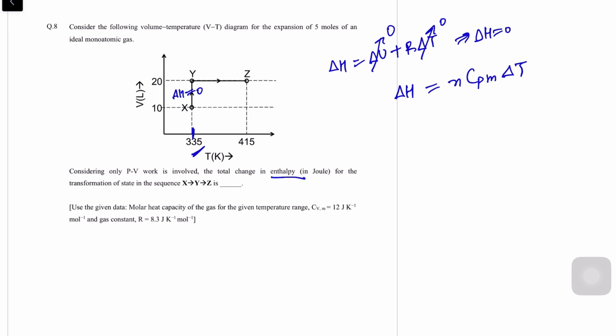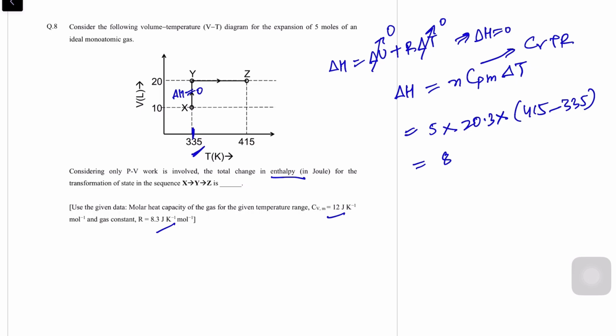Alright. Cp is a molar heat capacity at constant pressure, which is Cv plus R. A very easy substitution will give you the answer. Number of moles is 5. Cp is Cv plus R, which is 12 plus 8.3, that is 20.3, multiplied by temperature difference 415 minus 335, which is 80. If you do the calculation, you will get the answer is 8120 joule. So that is the answer to this question.